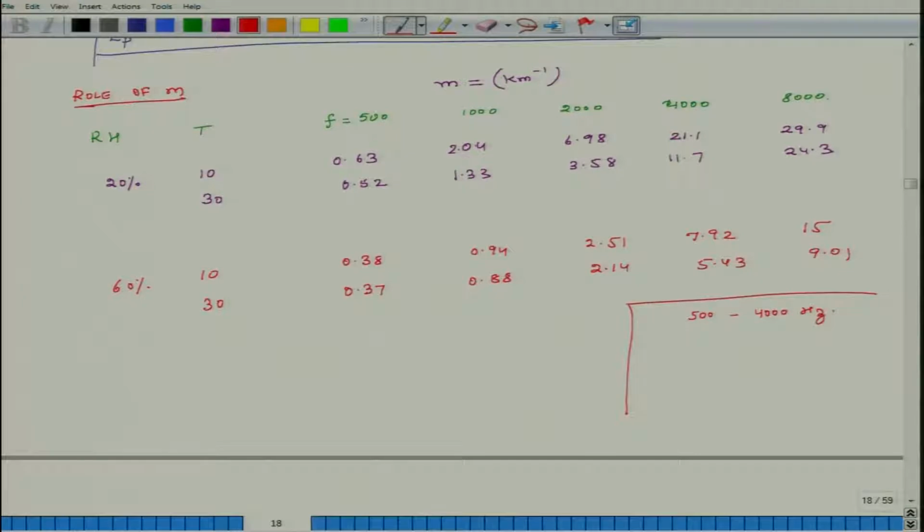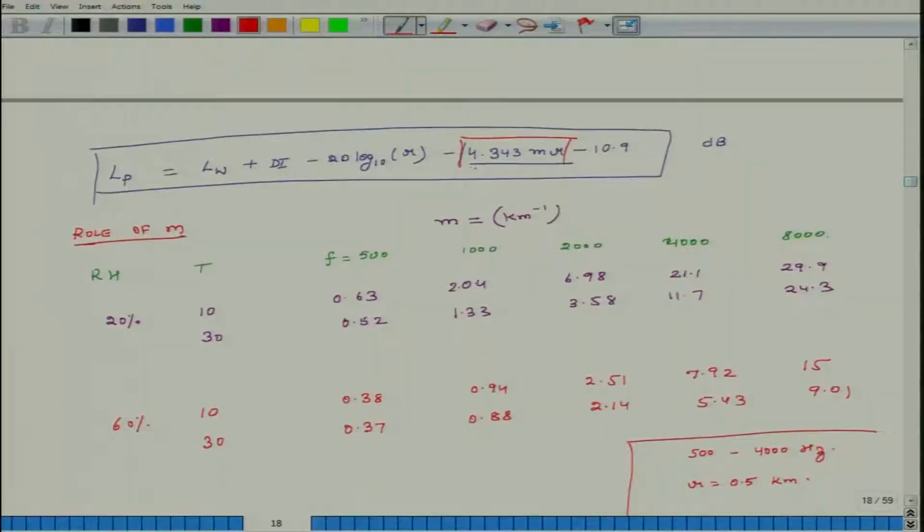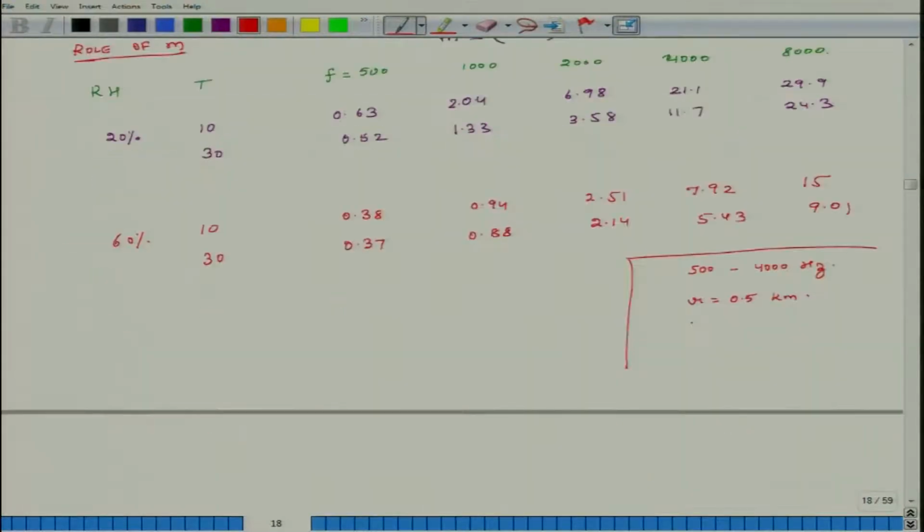And suppose the microphone is located away from the machine, let us say r is half a kilometer away from the machine. So, r is equal to 0.5 kilometers. Then the question is, how much sound is attenuated because of air absorption? So, we have to calculate sound attenuation.